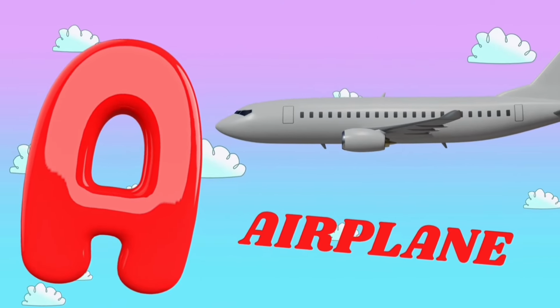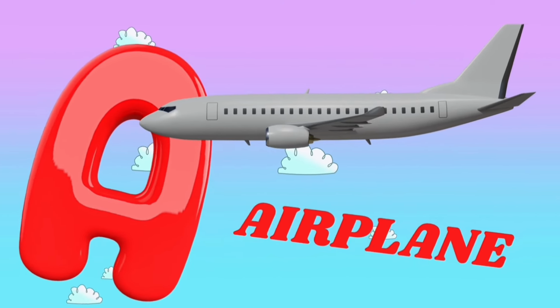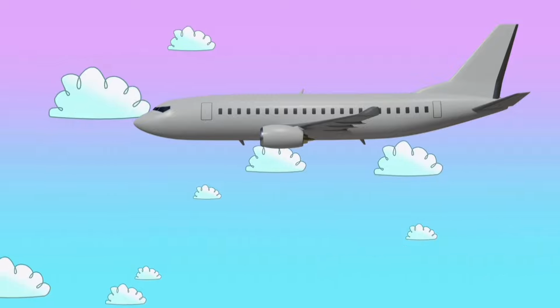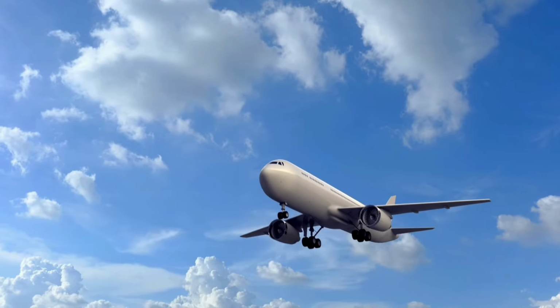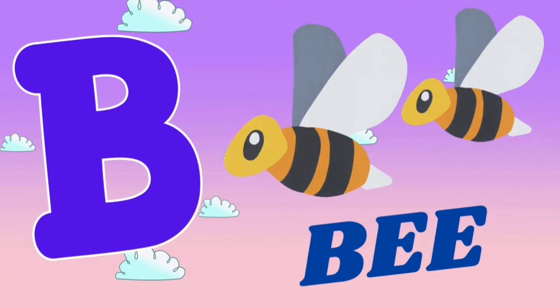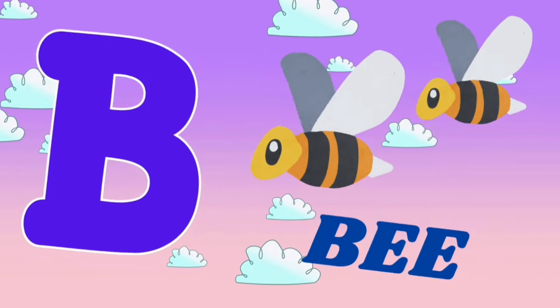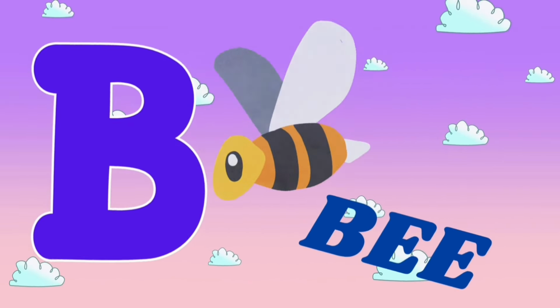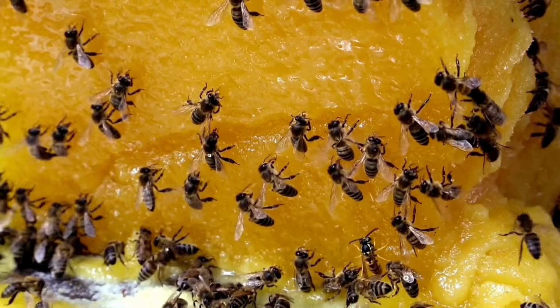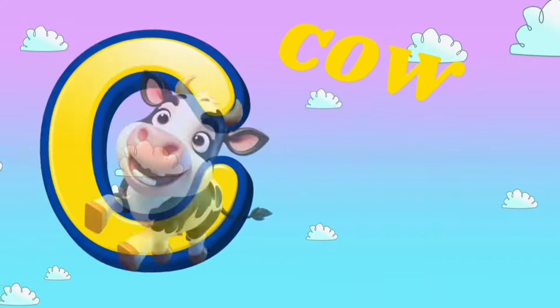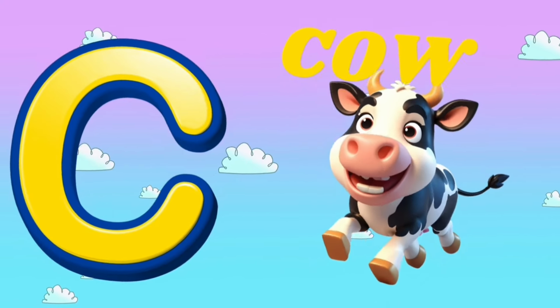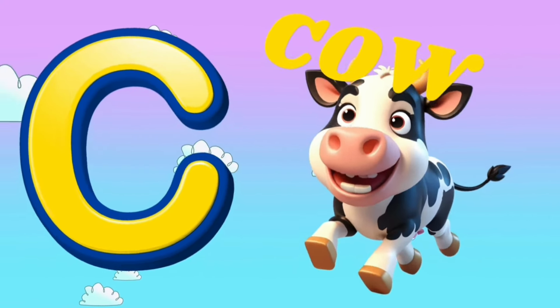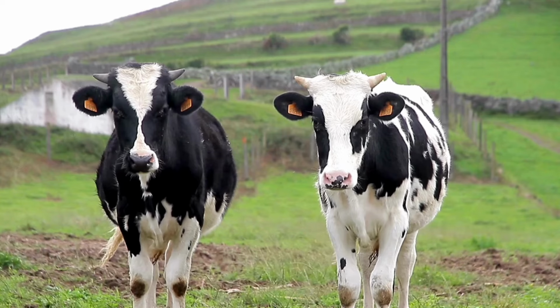A. A is for airplane. B. B is for bee. C. C is for cow.